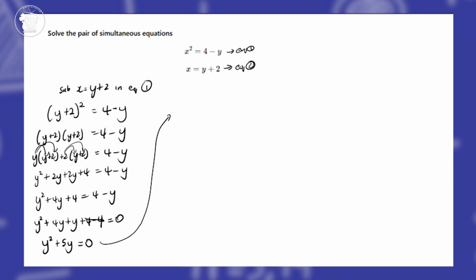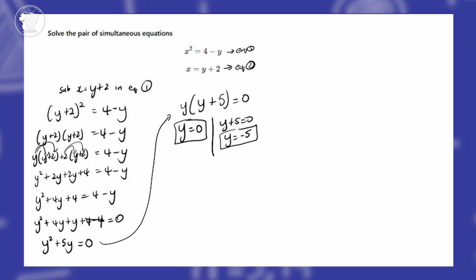Since we want to find a value for y, we can go ahead and factorize this. A nice and easy way to factorize this is to simply factor out the y. When we factor the y from here, we're left with y plus, and factoring the y from here, we're left with 5, and this is equal to 0. Now we have two things multiplying to equal 0, so y will be equal to 0, and then we equate the other part of the product, the bracket, to 0. So y plus 5 is equal to 0, so y will be equal to minus 5. So we have our two values for y.